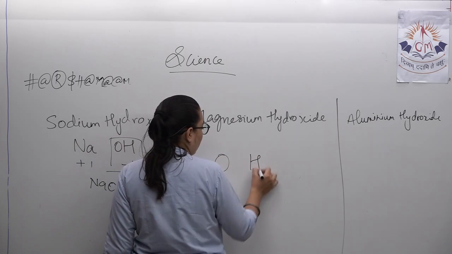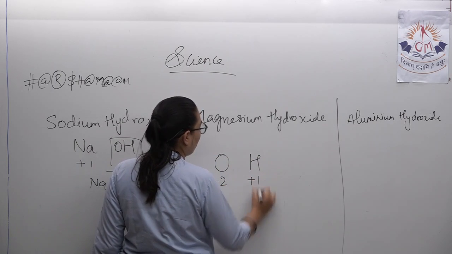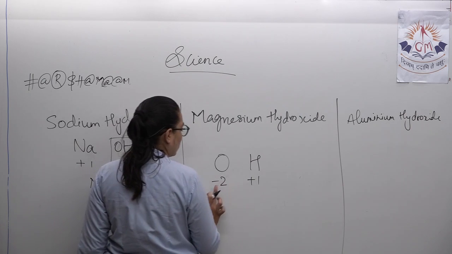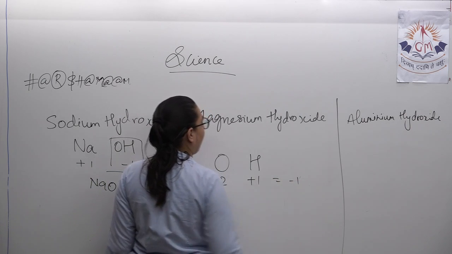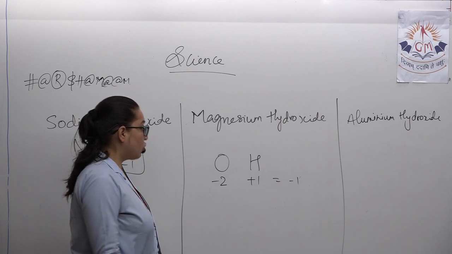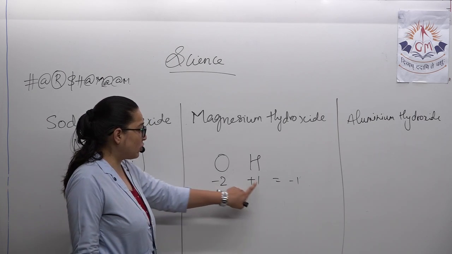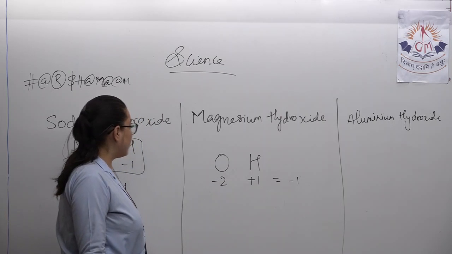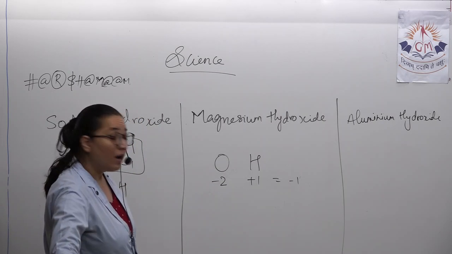Oxygen and hydrogen. The valence of oxygen is minus 2. That of hydrogen is plus 1. So minus 2 plus 1, that is minus 1. Got it? Minus 2 plus 1, that is minus 1. So hydroxide is minus 1. One more thing.